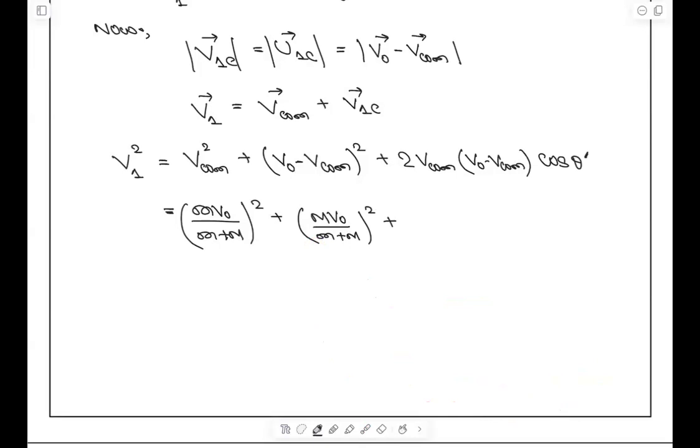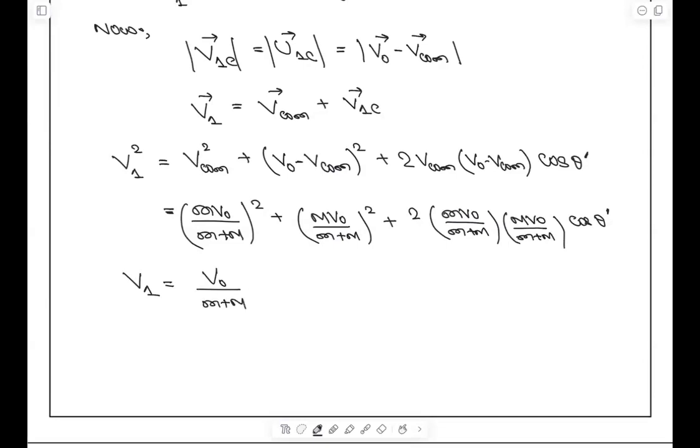Now next is 2 into m v naught upon m plus m into capital M v naught upon m plus m cos theta dash. ठीक है, so what will be v1 बताओ, तो आसानी से देख सकते हो, रूट अंडर करोगे, so what will be coming outside, सब में से v naught by m plus m तो बाहर आ जाएगा, right? And then under root what will be left, from the first it will be m square, from the second it will be m square, from the third it will be 2mm cos theta dash.